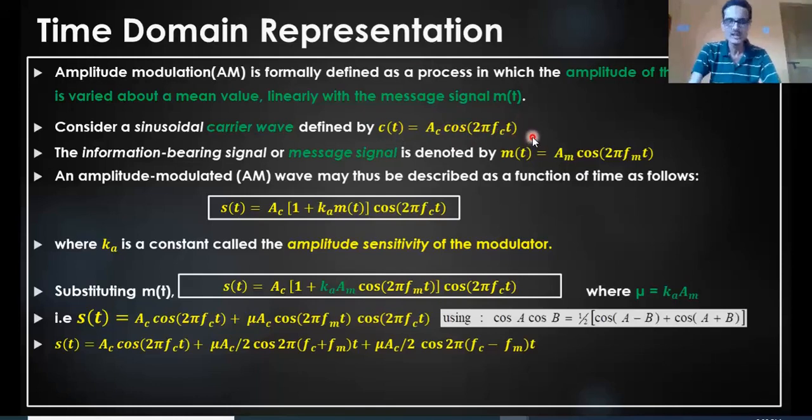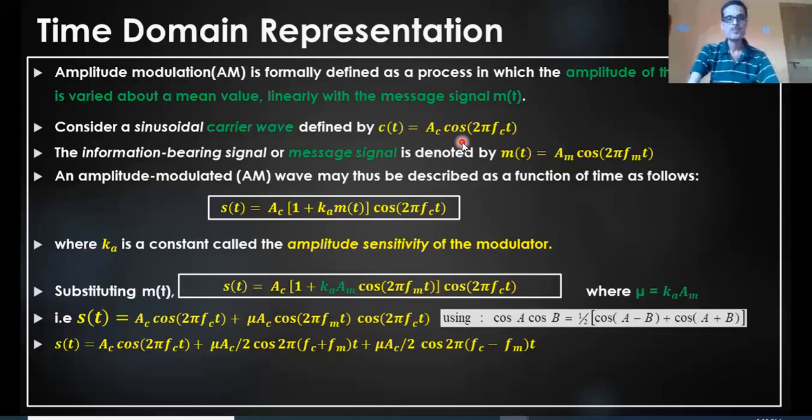I have not considered the phase part here because the phase and the frequency are kept constant. Only the amplitude of this particular carrier, that is the peak, this is Ac, the peak amplitude, where this amplitude of the carrier signal is varied according to the amplitude of the message signal.